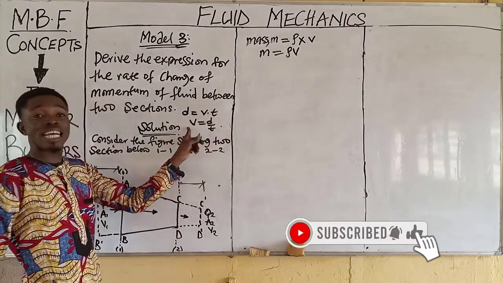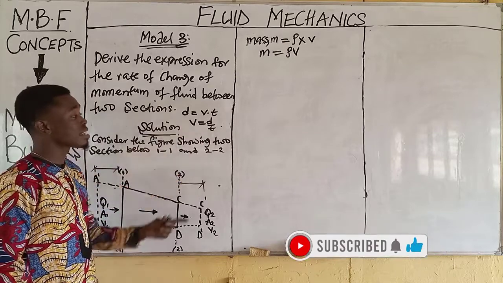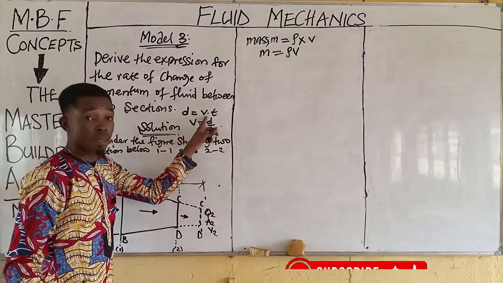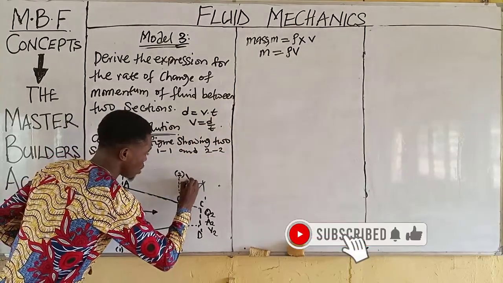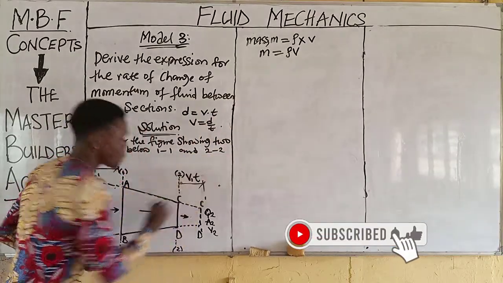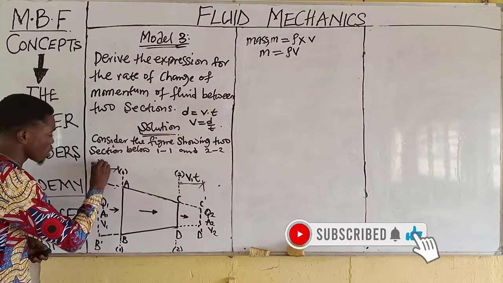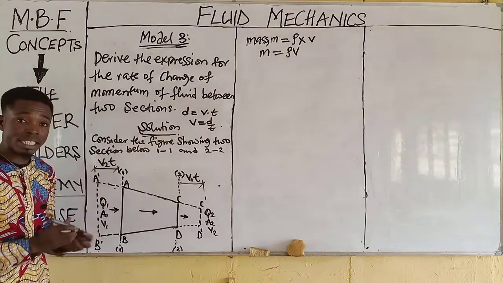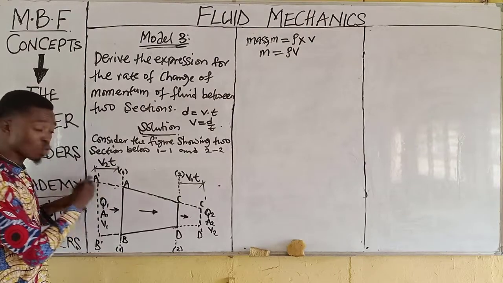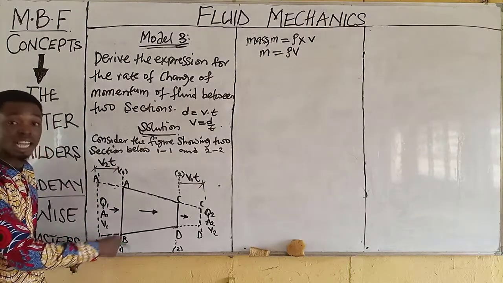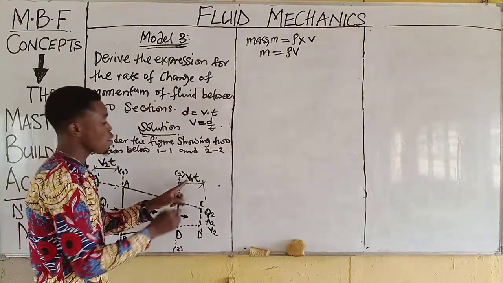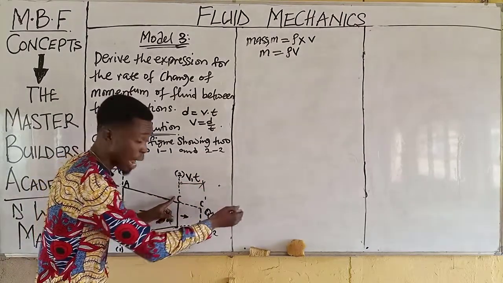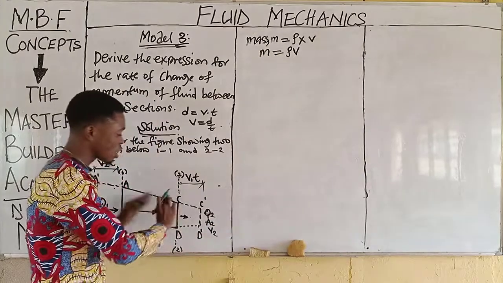So when I make distance the subject of the formula, I would have distance to be what? Velocity multiplied by time. Then this one becomes V1 multiplied by T. Then this one also becomes V2 multiplied by T. V2 multiplied by T is the distance between A to A prime, which is similarly between B to B prime, while V1 multiplied by T is the distance between C prime and D prime. We have already gotten the distance.